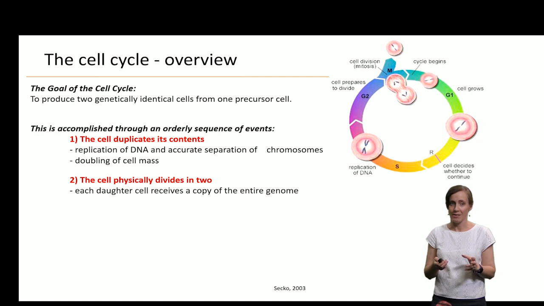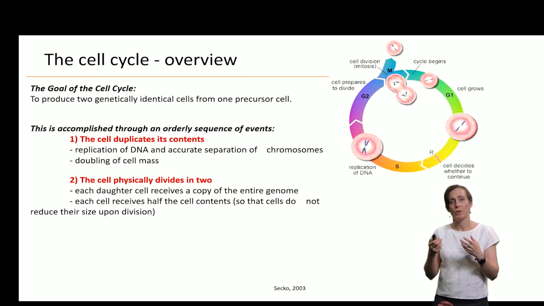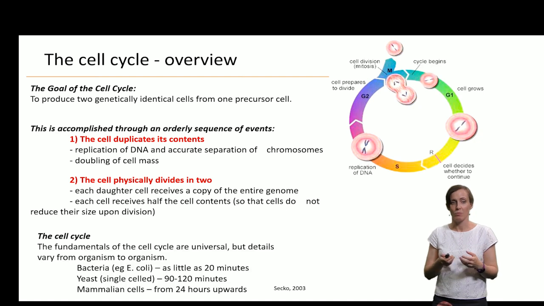And there's 2 parts to that as well. The important thing is for each daughter cell to get a copy of the entire genome, so you're separating the DNA. And then also each cell is receiving half of the cell contents. That way the cells don't reduce their size upon division. You don't get half the size of the cell. That happens in most cases, the daughter cells are the same size as the original cell, but in some cases cells replicate with a loss of cell size.